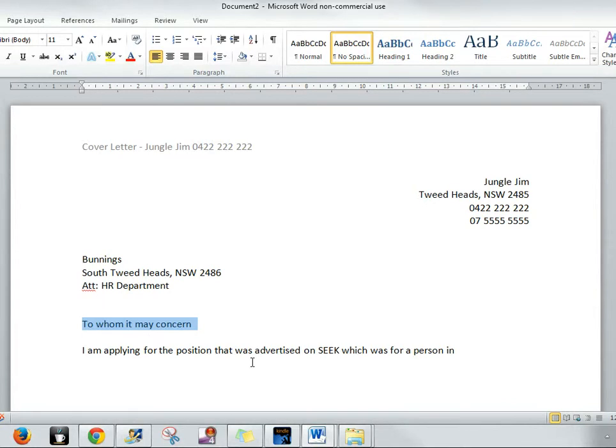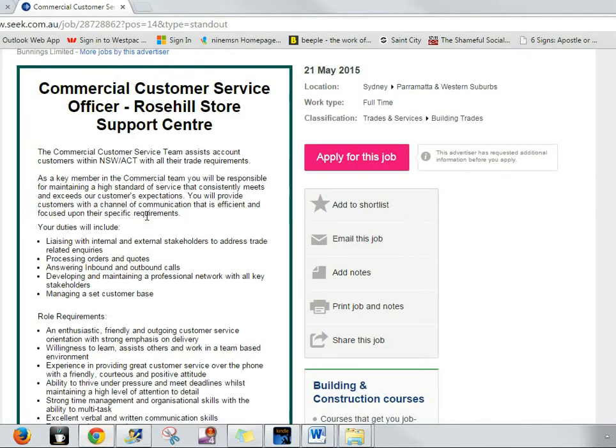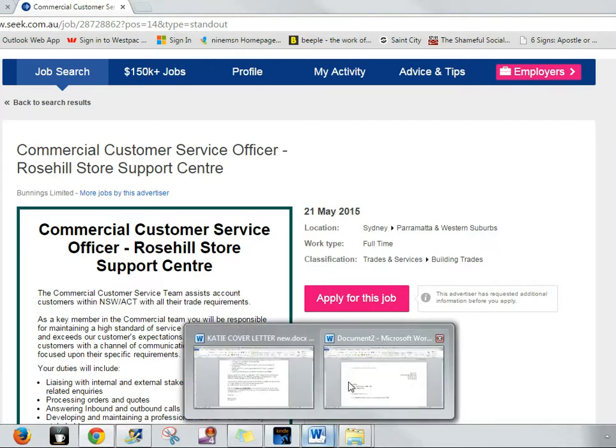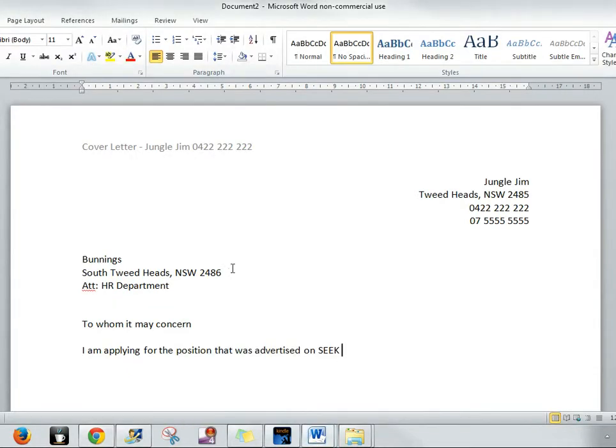And what you're trying to say here in this next bit is you're applying for a job that was advertised on Seek, and we happen to have found a job for Bunnings on Seek, and this one is the Rose Hill Store Support Centre. I have no idea where Rose Hill is, but we're still going to include that in your cover letter.